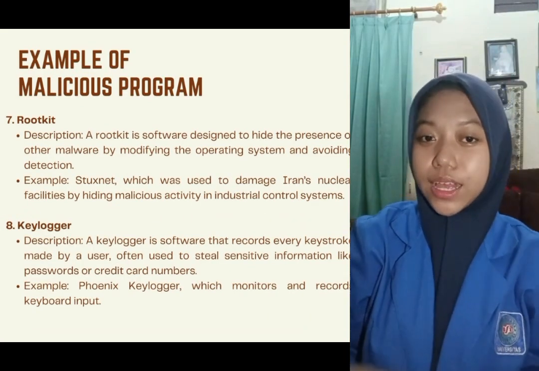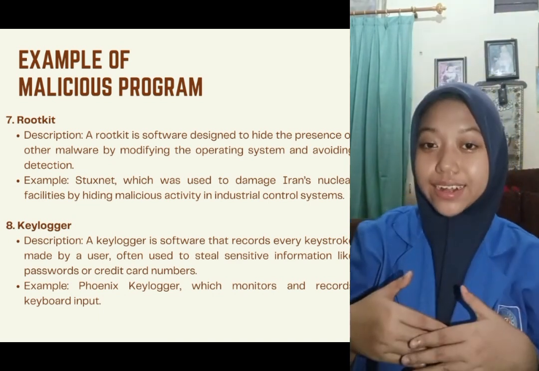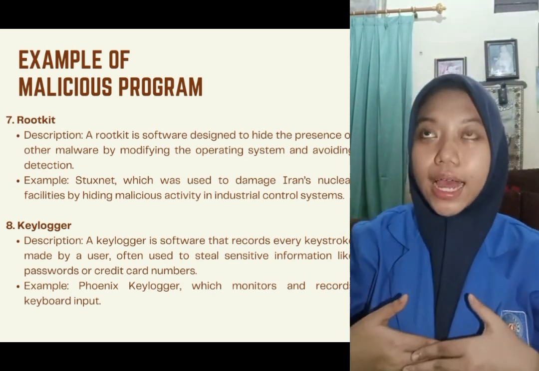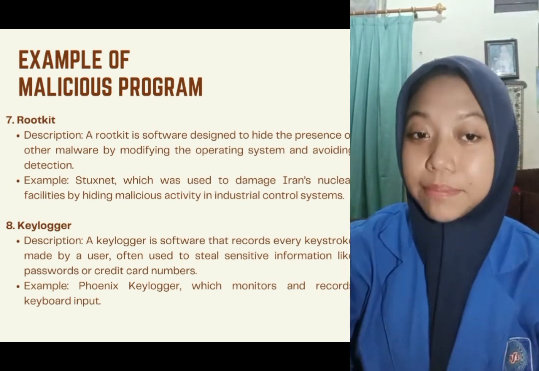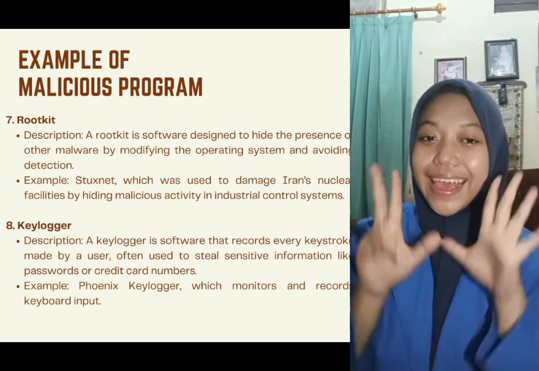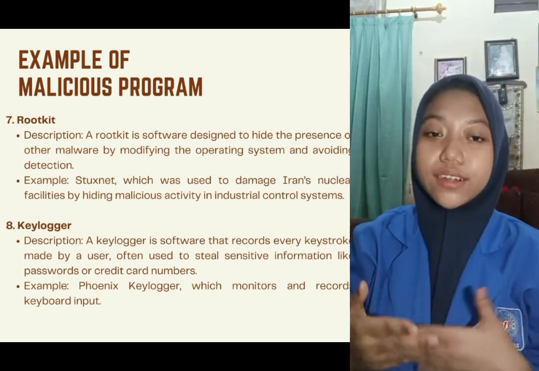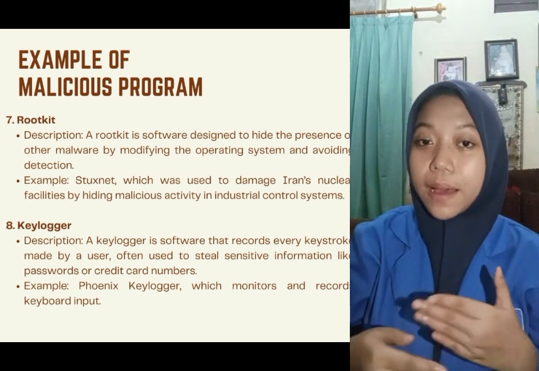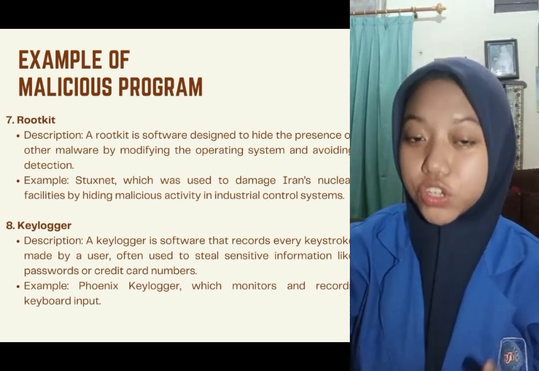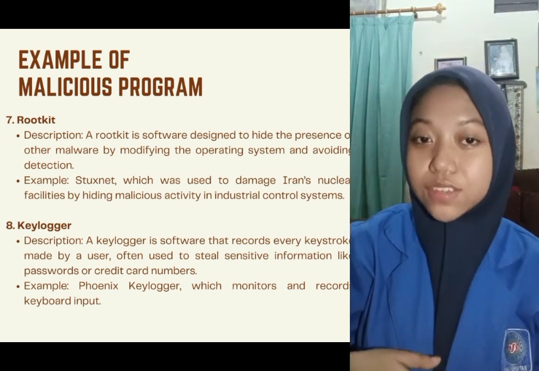Slide 6. Next example. 7. Rootkit. Description: A rootkit is software designed to hide the presence of other malware by modifying the operating system and avoiding detection. Example: Stuxnet. 8. Keylogger. Description: A keylogger is software that records every keystroke made by a user, often used to steal sensitive information like passwords or credit card numbers. Example: Phoenix Keylogger.